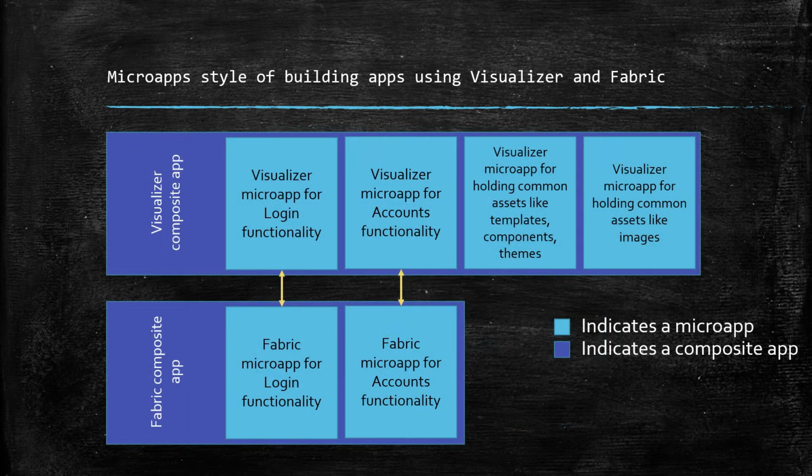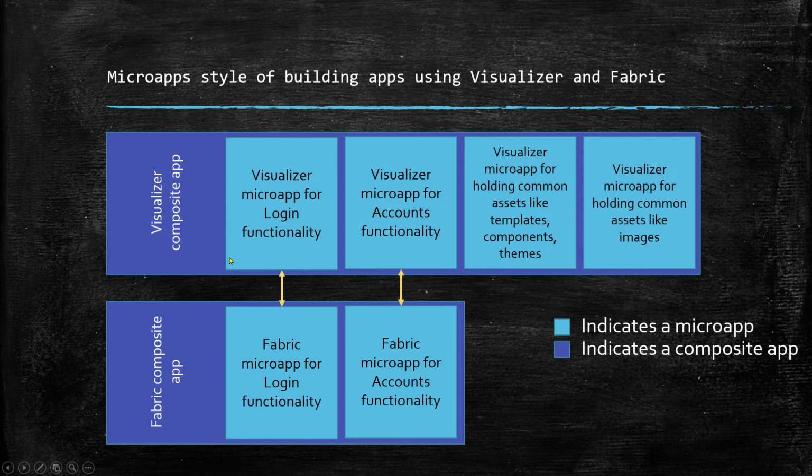With the micro apps style of building apps using Visualiser and Fabric, we would create individual apps for each functionality that we want to build as part of the application. For example, as you see on the screen, if we have login functionality and accounts functionality to be built as part of an app, we would end up creating individual apps corresponding to that specific functionality that we want to build.